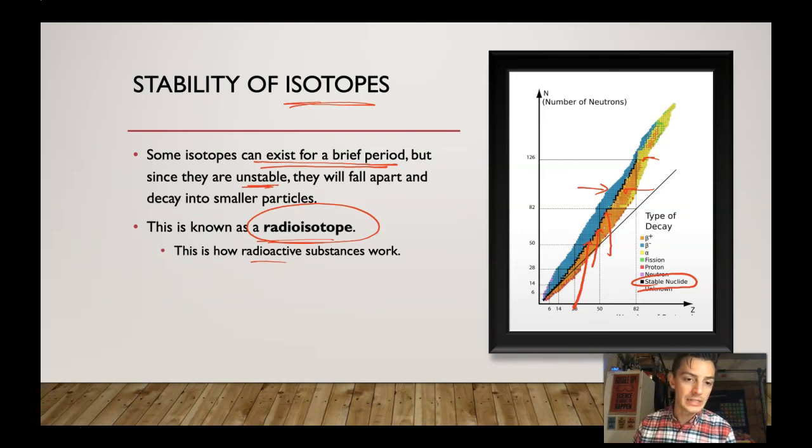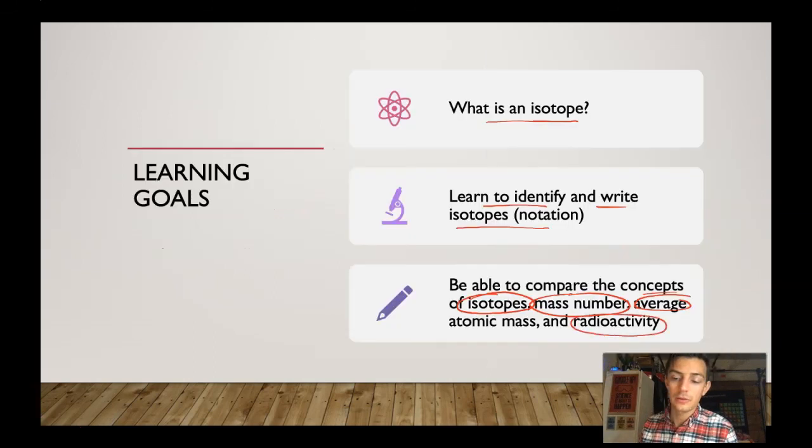We'll go more into decay later in the unit, but this is the best explanation for why we have lots of different isotopes out there, and some of them behave very strangely because they are radioisotopes. I hope that's helpful, and I hope you understand the different components of isotopes now. And radioactivity.